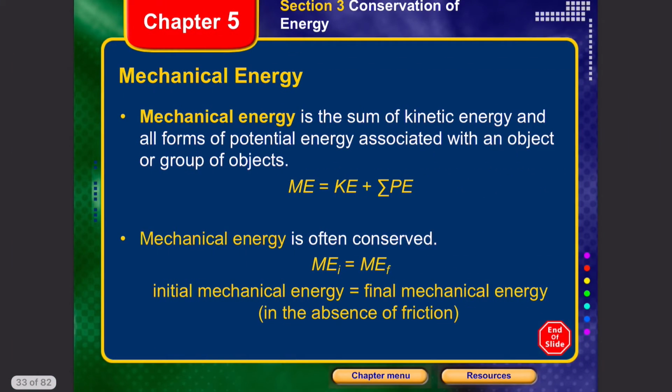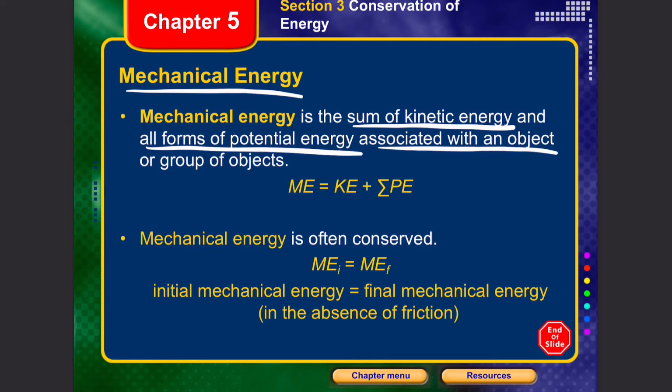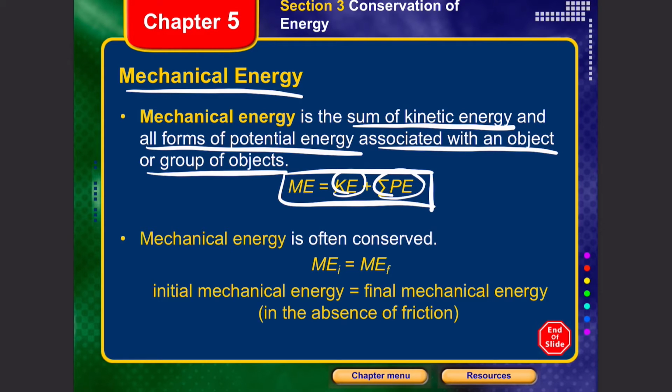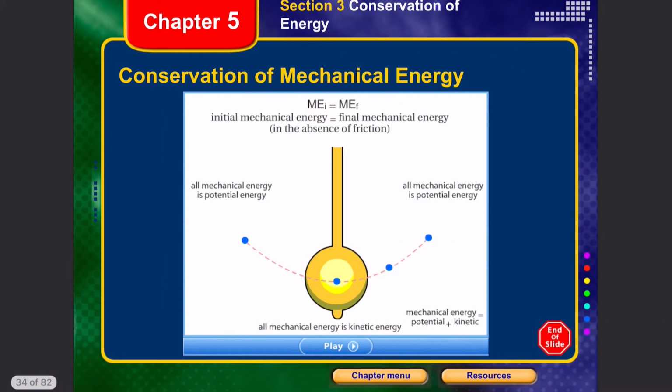So let's start with mechanical energy. What is mechanical energy? Mechanical energy is the sum of kinetic energy and all forms of potential energy associated with an object or group of objects. So ME is KE plus sigma of PE, where kinetic energy plus all forms of potential energy. Now, always remember that the mechanical energy is generally conserved, which means that the initial mechanical energy is always equal to the final mechanical energy. So this brings us to the conservation of mechanical energy.